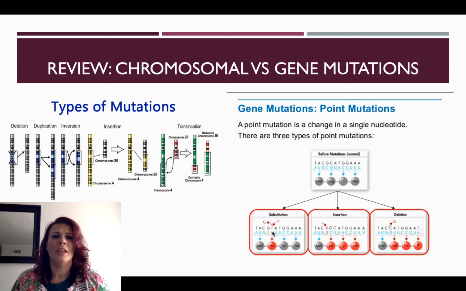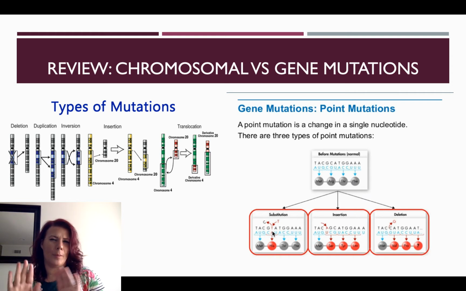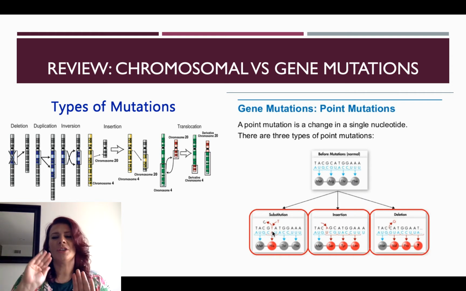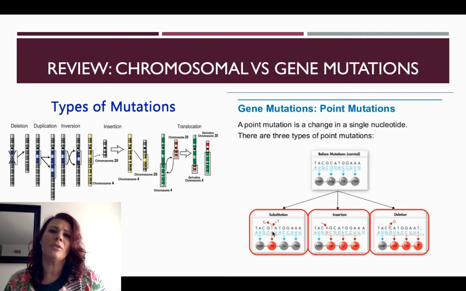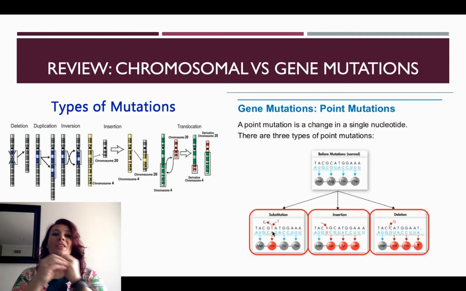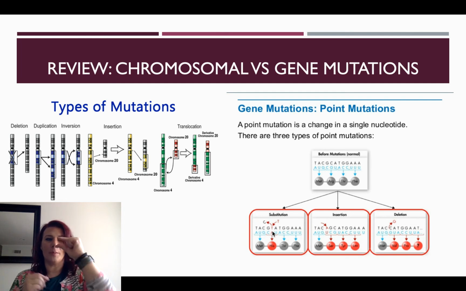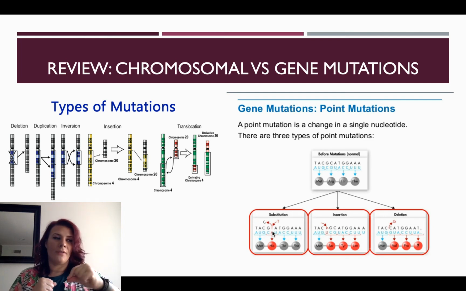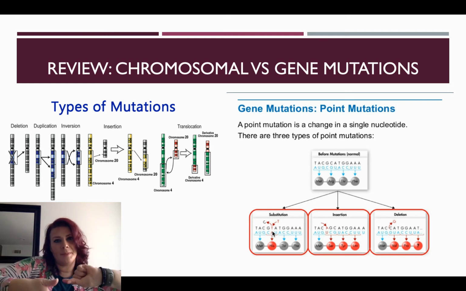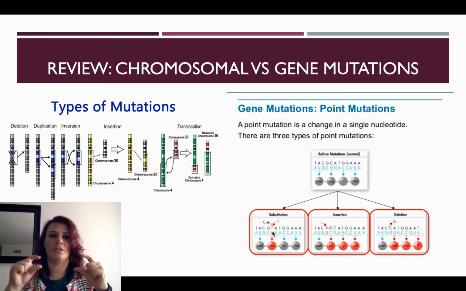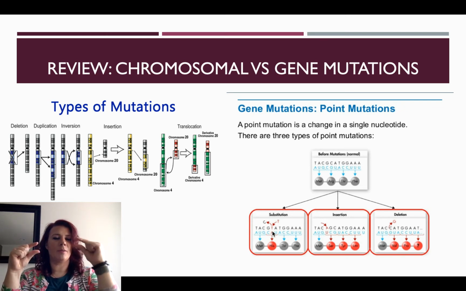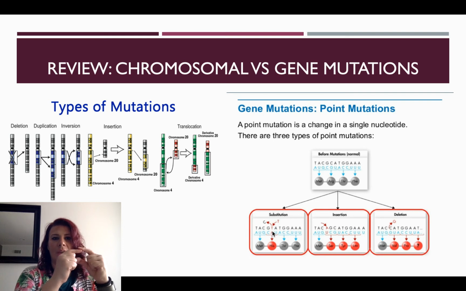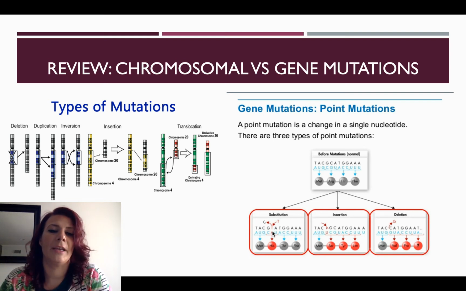Let's just for a minute recall chromosomal mutation versus a gene mutation. Chromosomal mutation refers to some sort of change in the entire structure of the chromosome. If it's a deletion, we're missing a whole segment of the chromosome. If it's a duplication, we've copied a whole segment. Is it an inversion? We flipped part of the chromosome. If it's an insertion, we took a piece from one chromosome and it got inserted into the other. And if it's a translocation, same kind of idea there.